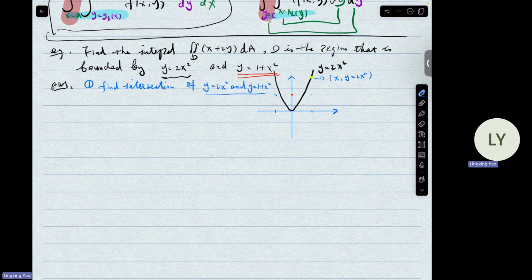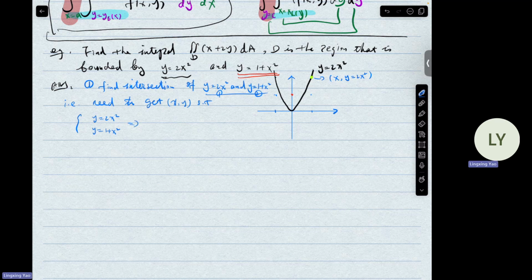Well, I think we did this before. So the thing to do is that we need to get a pair of values, x and y, such that x and y satisfy the first equation and the second equation at the same time. So we just need to solve this system of equations to get the x and y values.